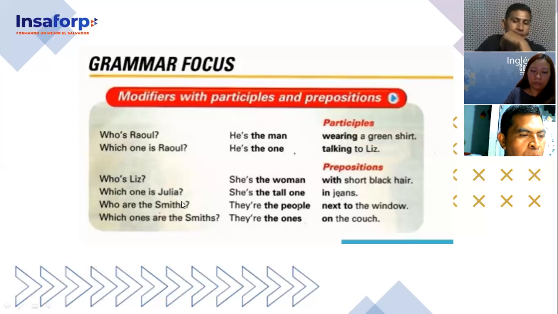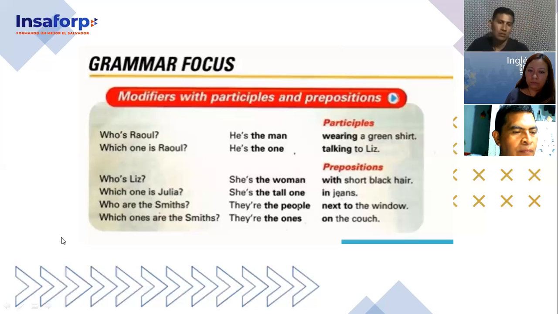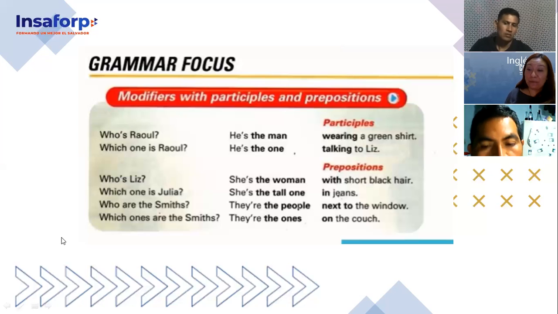Number two. Who is Liz? Which one is Julia? Who are the Smith? Which one are the Smith? Exactly. Todas estas preguntas, ¿qué tienen en común? ¿Qué están buscando? ¿Qué piden? ¿Piden respuestas de sí o no? ¿O qué están pidiendo? Ask for information. Yes, that is correct. They are asking for information. Todas y cada una de esas preguntas están buscando información.